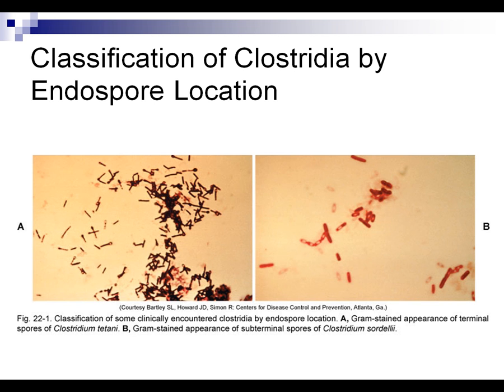So here they are. We've got Clostridium tetani on the left. Here's a great example right there of the terminal spore. This over here is described as a subterminal spore, so it's not quite on the end, but it's not quite in the center. And that's kind of an off-the-wall species of Clostridium we won't talk about.